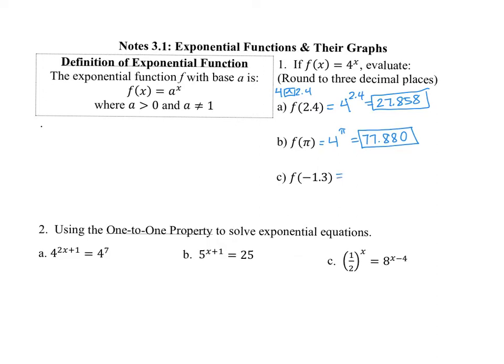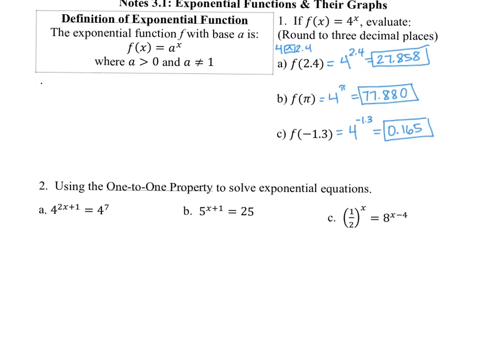One more, and this is just to make sure you can work your calculator. That's a negative 1.3. 4 to the negative 1.3 is 0.165. It should get small because a negative exponent moves the base to the denominator. So it should be a small value. Those were just to make sure you could practice with your calculator.